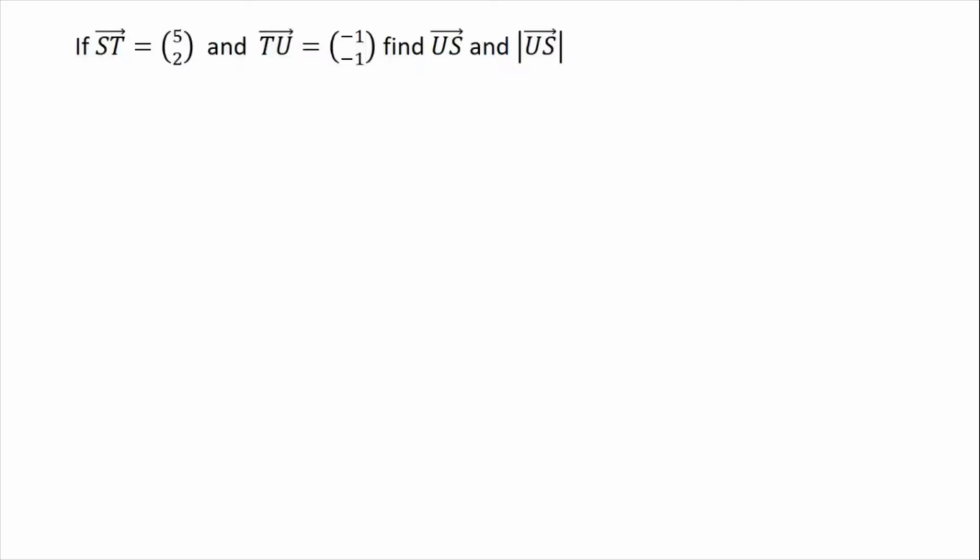Vector ST is equal to 5, 2, and vector TU is equal to negative 1, negative 1.